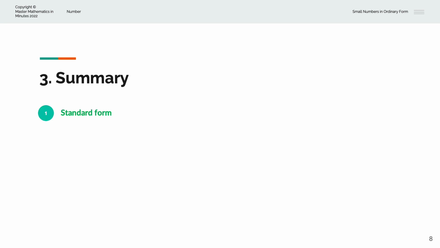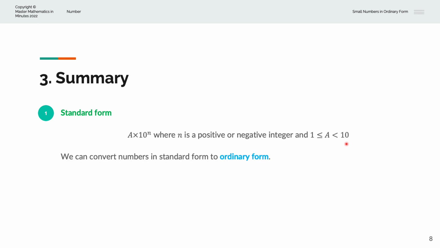To summarize, recall the definition of standard form is where we can write numbers as a times 10 to the power of n, where n is a positive or negative integer, and a is greater than or equals to 1 and less than 10. So we can convert numbers in standard form to ordinary form. Consider the small number 3.7 times 10 to the power of minus 5. That is equals to 0.000037 in ordinary form.